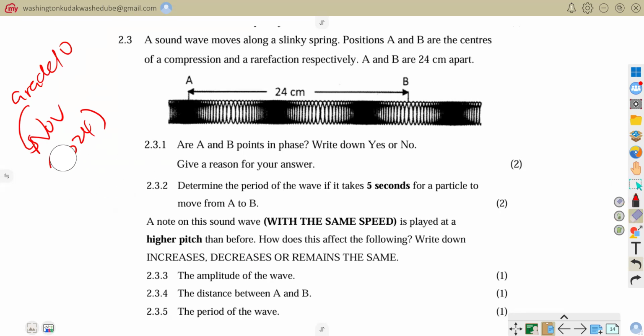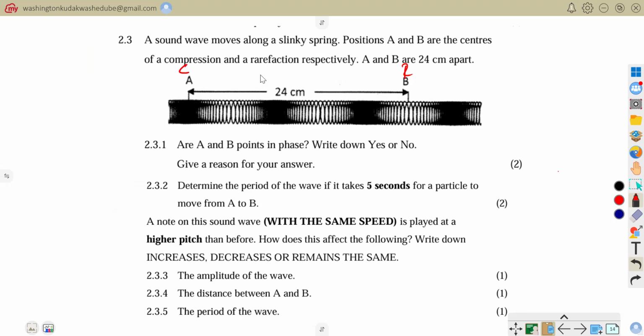So now let's see what they were asking in terms of sound waves, so that we have an idea how they will be asking us and what exactly they would need us to know. Here question number 2.3 says, a sound wave moves along a slinky spring. Positions A and B are the centers of a compression and a rarefaction respectively. A and B are 24 centimeters apart. So here, this is the center of a compression. This is the center of a rarefaction. And we can see that we also have another compression here, another compression there.